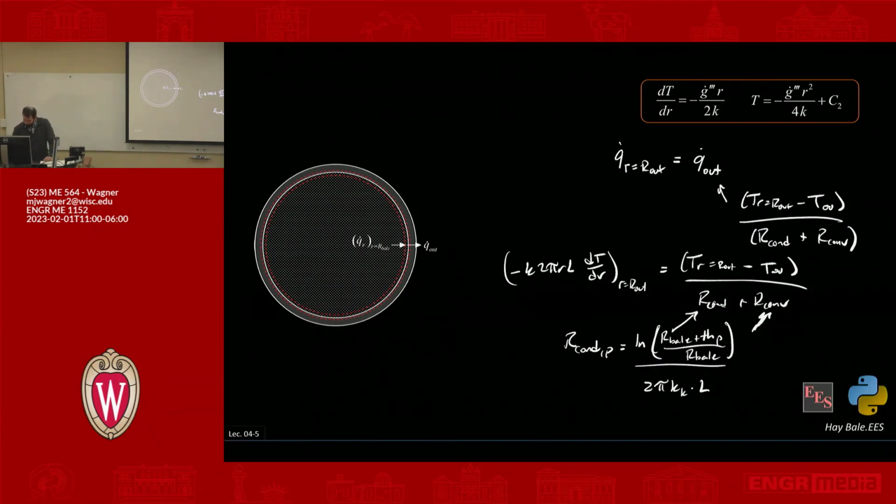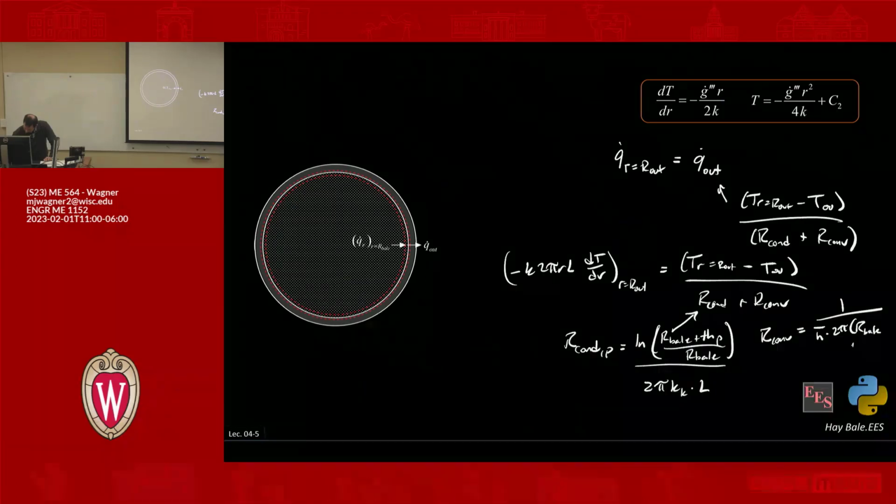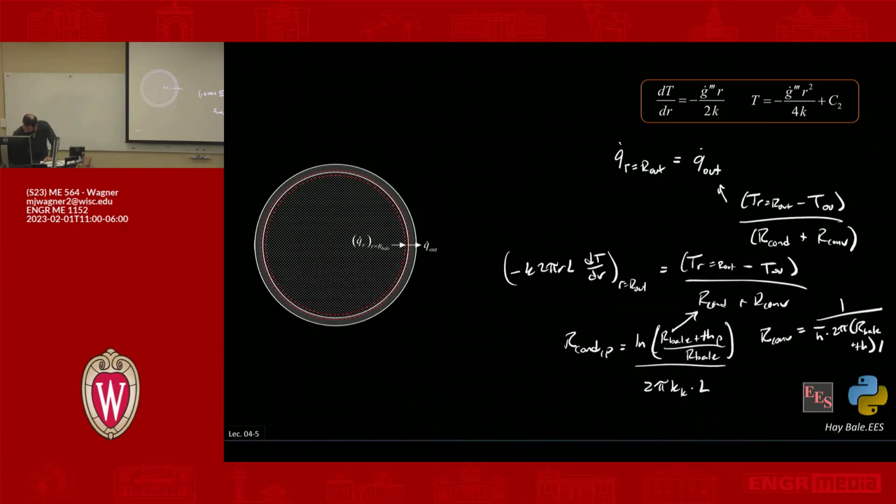The convection is going to be, let's see, hopefully try not to run out of room here. So our convection is going to be 1 over h bar times the area, which is 2 pi R bale, I'm running out of room, plus thickness times L. Hopefully you know what I mean there. So it's just h times A, right? We're just taking the outer area. Okay, so we have those two things now.